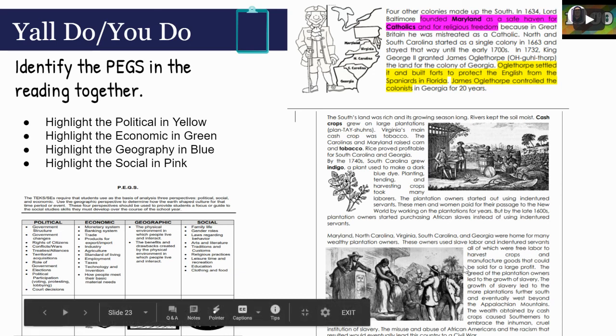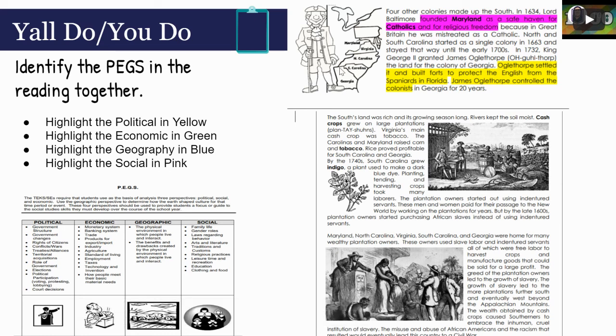James Oglethorpe in Georgia. Georgia was a debtor's refuge, which means that in England, you go to prison for owing debt. So you can owe the government or owe someone $20, and then you will go to prison until you can pay it off. But what happens if you're in prison? Do you earn money in prison?